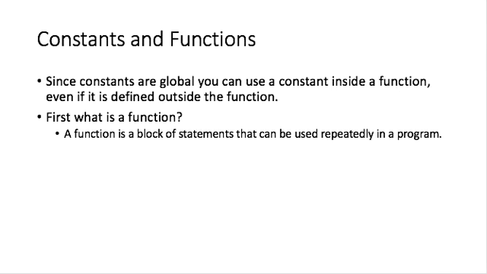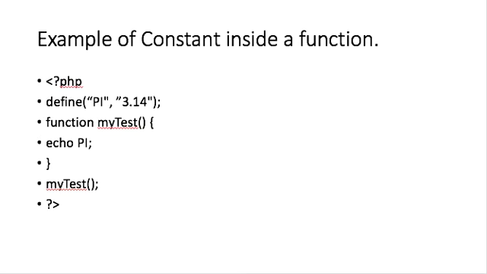Constants can be used in functions. Since they are global, you can use a constant inside a function even if it's defined outside the function. So what is a function? A function is a block of statements that can be used repeatedly in a program. I'm sure we'll be using functions here very soon. And here's an example of how you can use a constant inside a function. You define the constant, then you put in the function, and then you echo whatever the constant name is, and then you put the function name down here also.